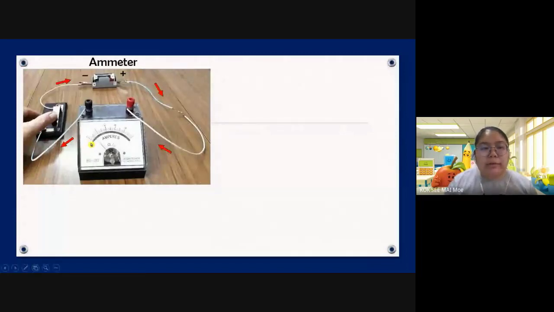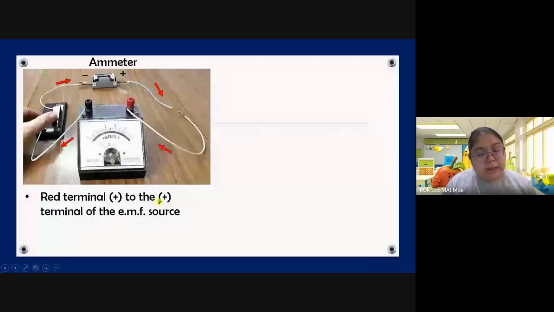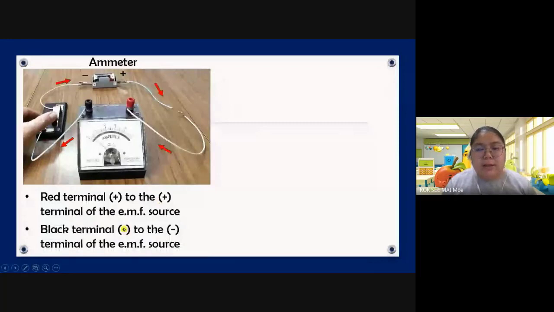Okay, if you join correctly, that means the needle starts from the zero, then moves up. So this one is an ammeter connection. From here, the red terminal goes to the positive terminal, and the black negative also goes to the negative. Positive readings will deflect to the right-hand side.